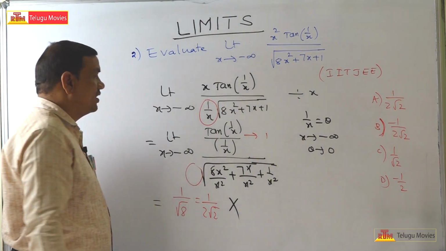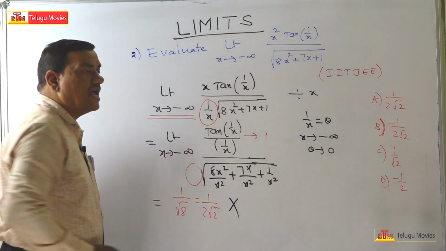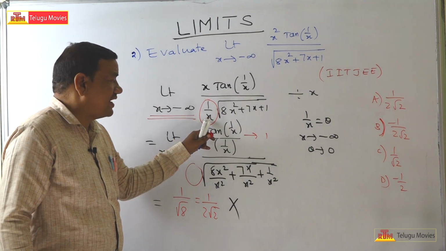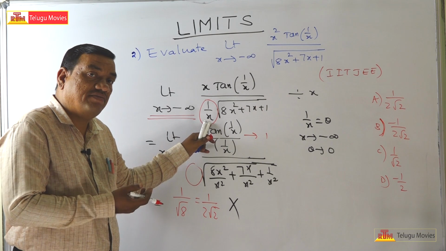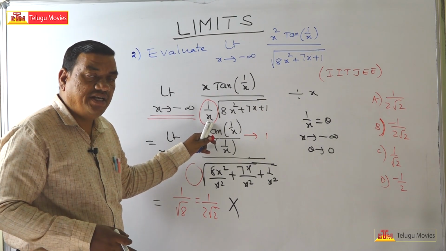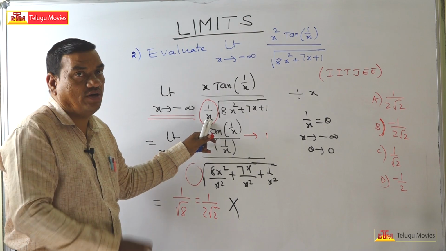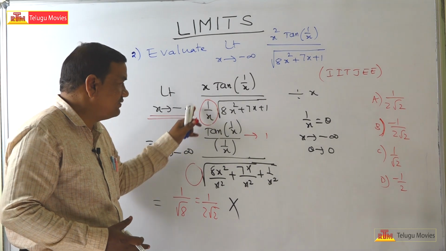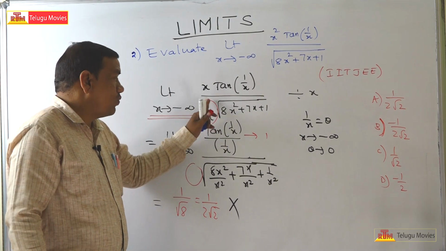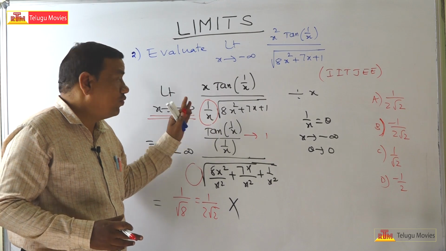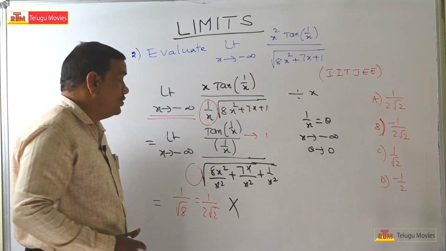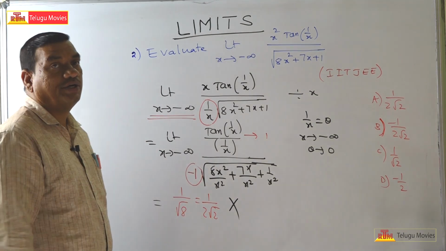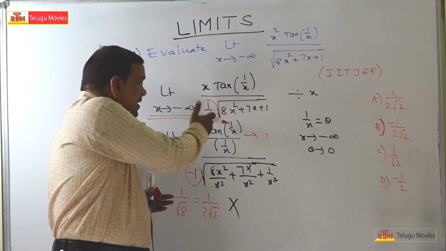Observe here, as x value tends to minus infinity, the denominator value tends to minus infinity, that means x takes the negative values. So 1 by x will become a negative value. When you are taking it inside, you have to leave that negative, minus 1, outside. 1 by x only you have to take inside.